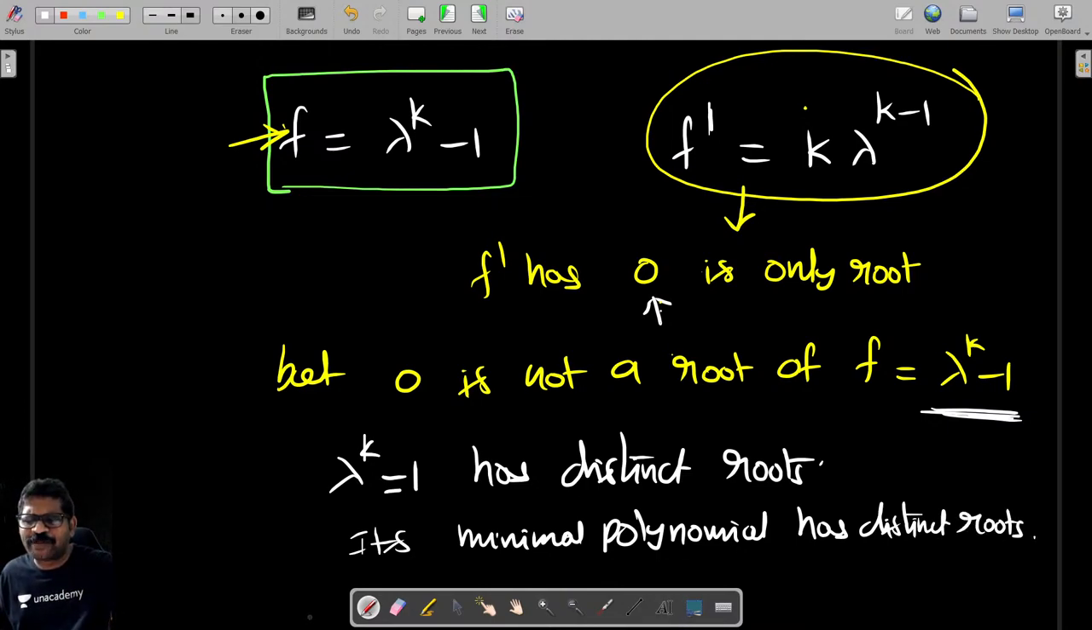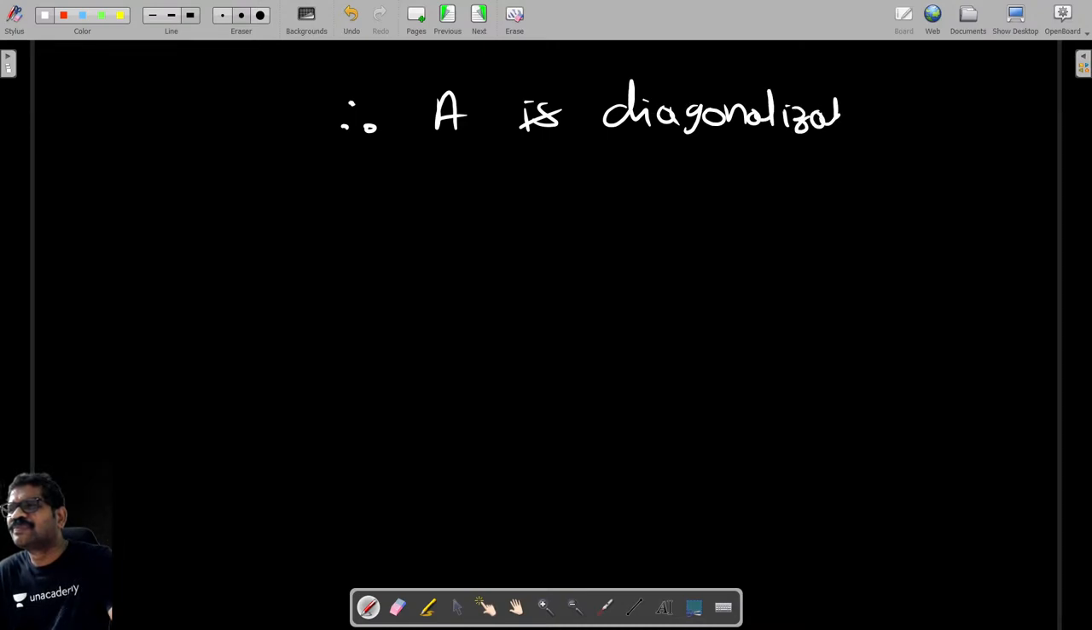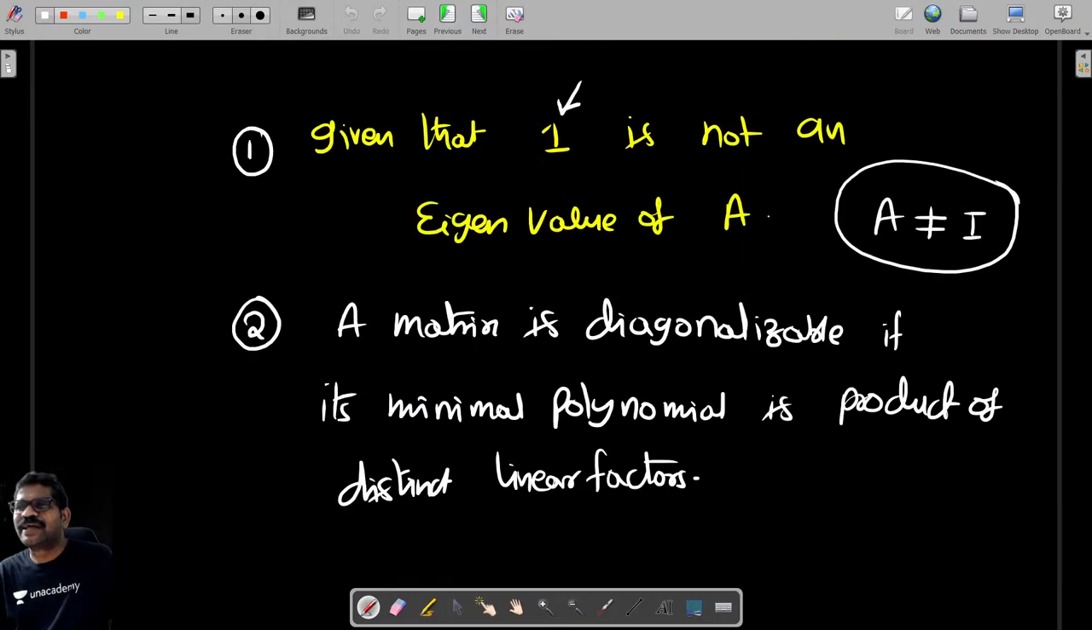If its minimal polynomial has distinct roots, distinct linear factors, 100% your matrix is diagonalizable. Therefore, matrix A is diagonalizable. Suppose your matrix is n cross n. If your matrix is 10 cross 10 and you have 10 distinct eigenvalues, definitely for every distinct eigenvalue there will be one linearly independent eigenvector. Therefore, your matrix is diagonalizable. So first option is correct.